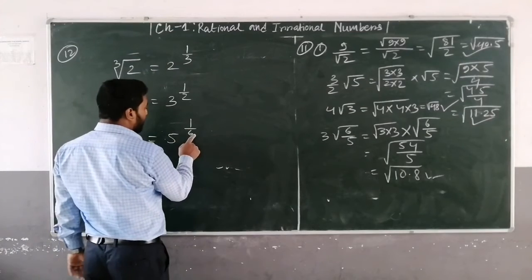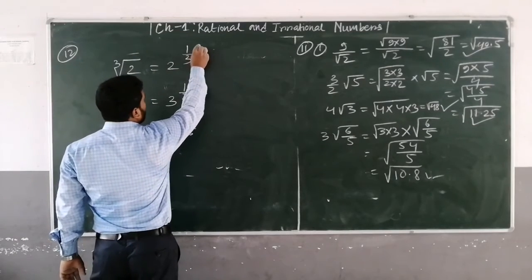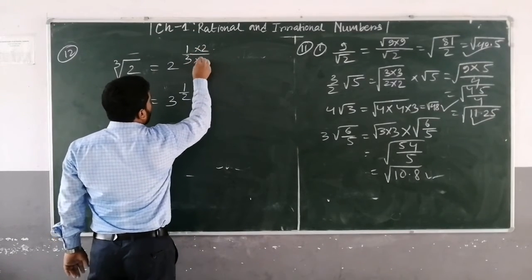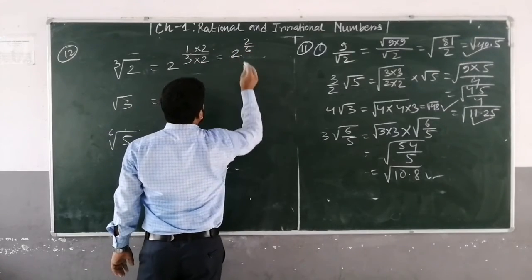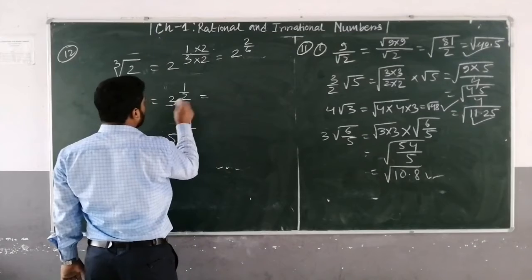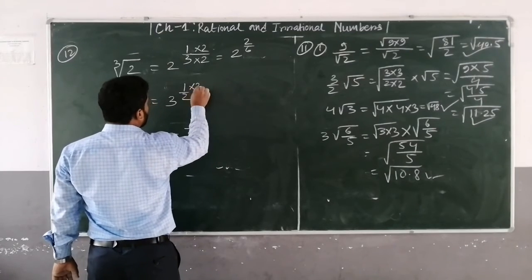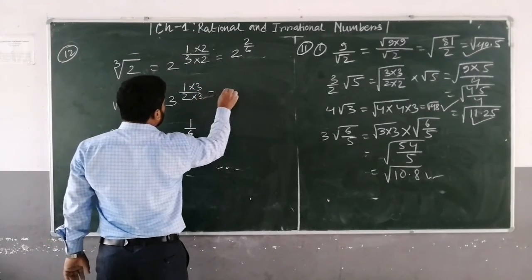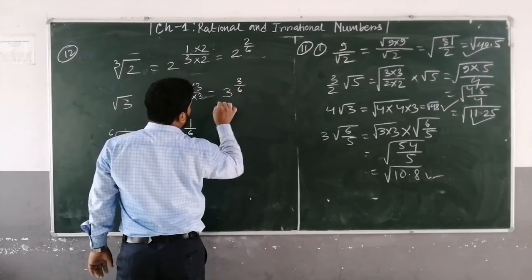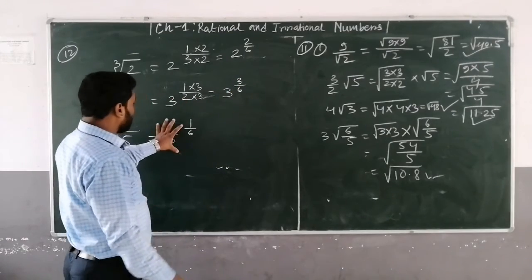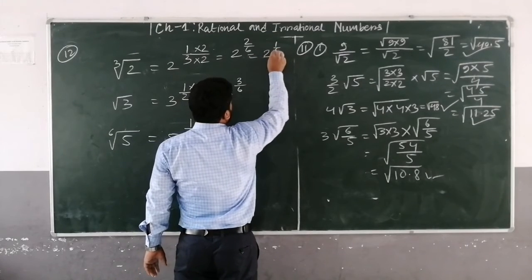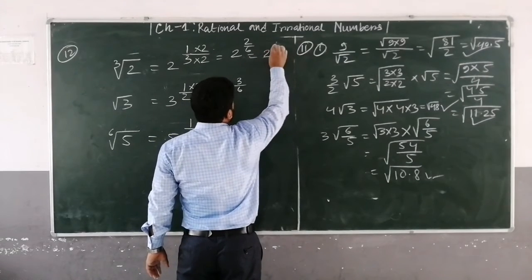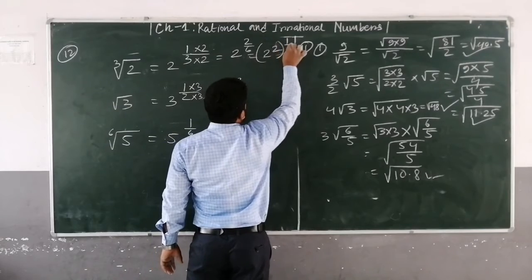So you have to make the denominator 6. For this you have to multiply this one by 2, so this is 2 to the power 2 upon 6. And you can multiply this one by 3, so 3 to the power 3 upon 6. Okay, and keep this one as it is, which is 5 to the power 1 upon 6.